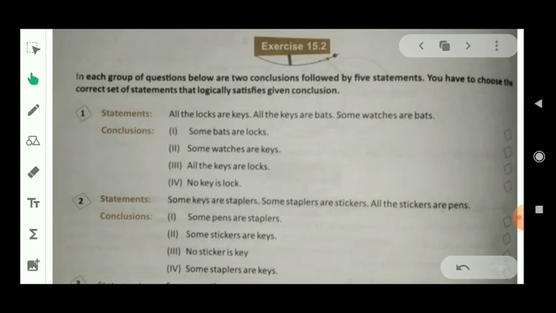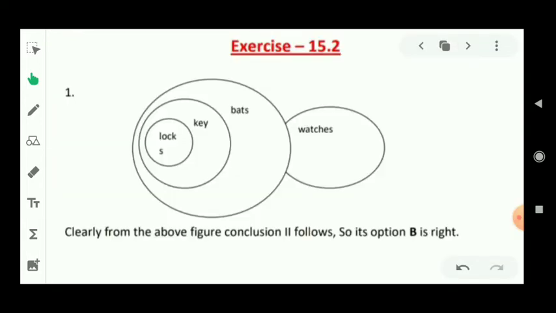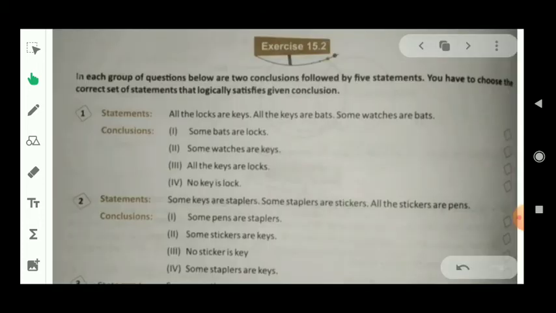Let's see the solution of this question. You can see all locks are keys, all keys are bats, some watches are bats. So from these given statements, we have to make this figure, and clearly we can see from the above figure that only conclusion second follows. So which option will be right? Option number B. Let's see question number 2.